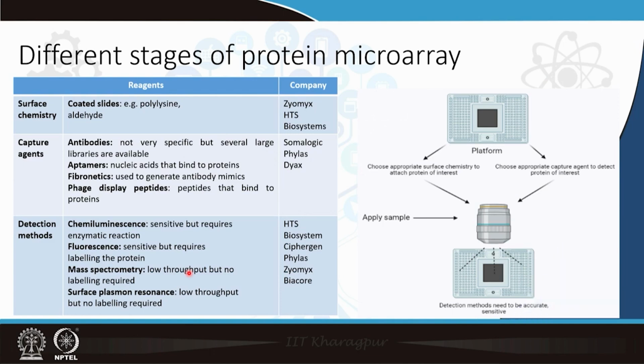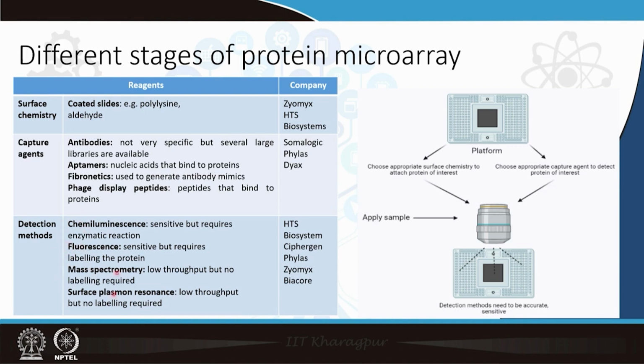So, the different stages of protein microarray: you have a surface chemistry, you have a coated slide, polysilane aldehyde, then you have capturing agents like antibodies. We have discussed antibodies before, they are not very specific, but several large libraries are available. Aptamers are small peptide or small RNA molecules, nucleic acids that bind to proteins. Fibronectins and phage display peptides: the more complicated they are, the more accurate they are, the costlier they become.